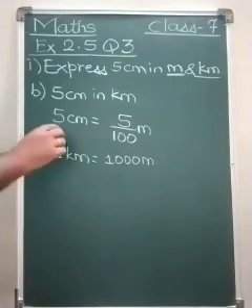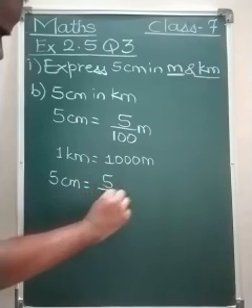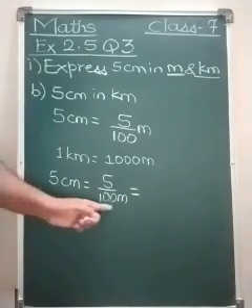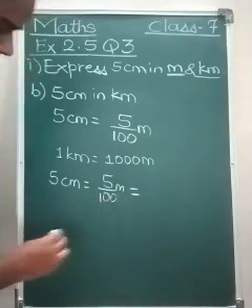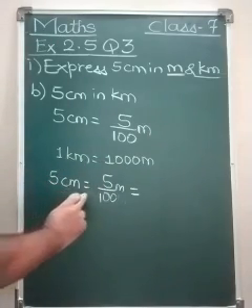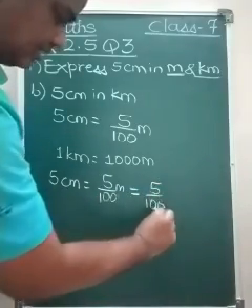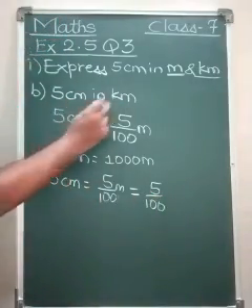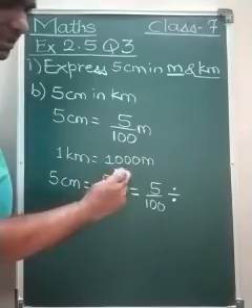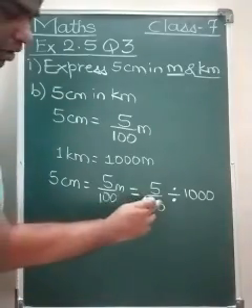Okay. So now 5 centimeters equals 5 upon 100 meters, and this 5 upon 100 meters would be converted into kilometers. So 5 centimeters equals 5 upon 100 meters equals 5 upon 100. Since we are going from small to big, we will divide, a division sign, and divided by 1000. So ultimately we have to solve this much part.